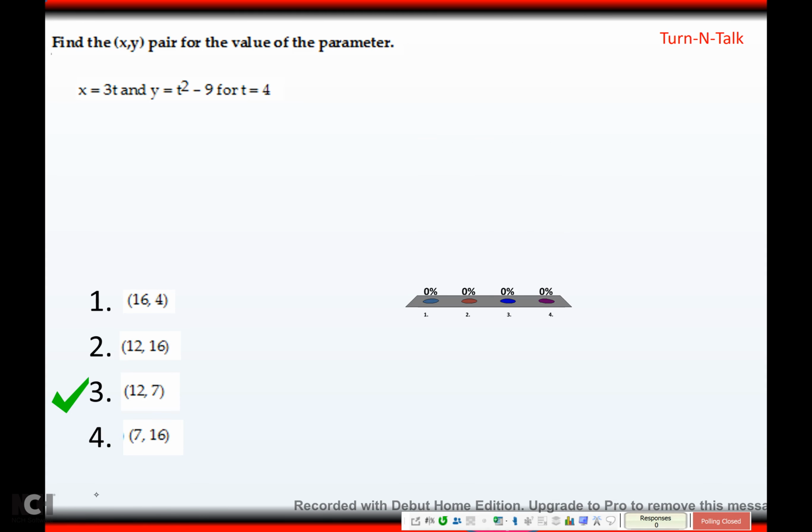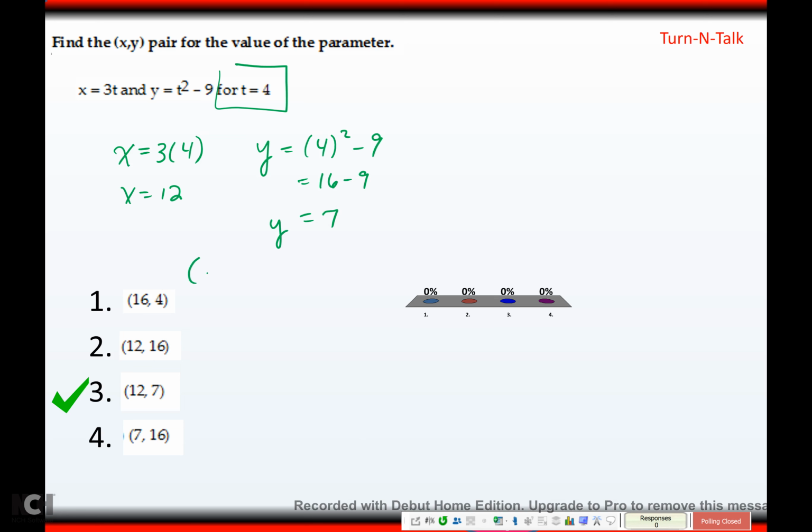And hopefully you got 12, 7. They want me to find the ordered pair for when t is 4. So for the x equation, I change t to 4, and I get x equals 12. For y, I change t to 4, and I get 16 minus 9, which is 7. So that ordered pair when t is 4 is 12, 7. Okay?